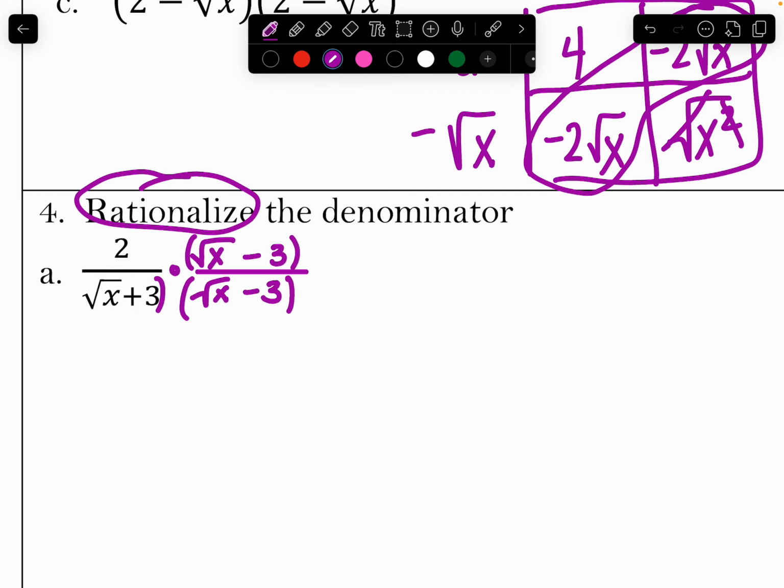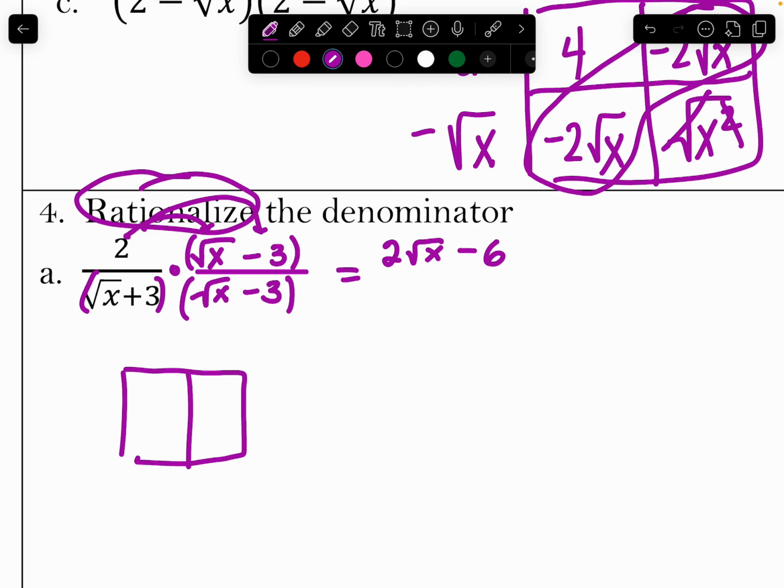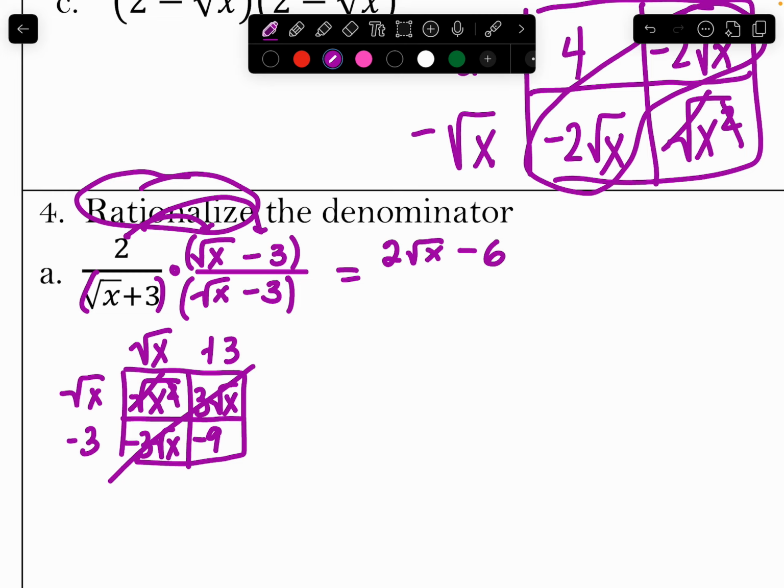So the top is easy, you just distribute. That's 2 square root of x minus 6. The bottom does not cancel out, so make sure you actually do the box: plus 3 square root of x minus 3. Square root of x squared, 3 square root of x, negative 3 square root of x, negative 9. If you notice, the middles cancel out, the radical cancels out. You end up with x minus 9. The coefficients don't have a common factor, so you just leave your answer like this. Okay, so this is A.